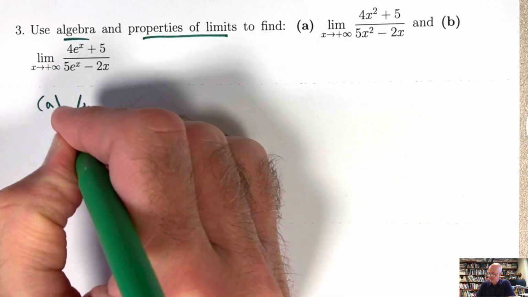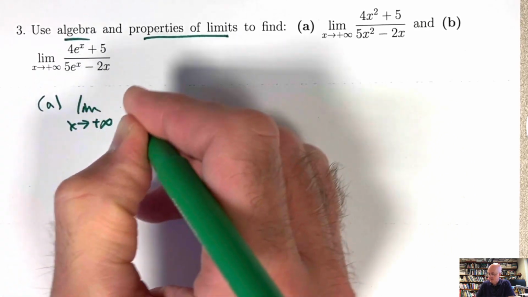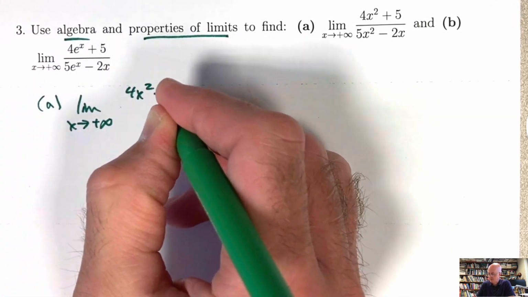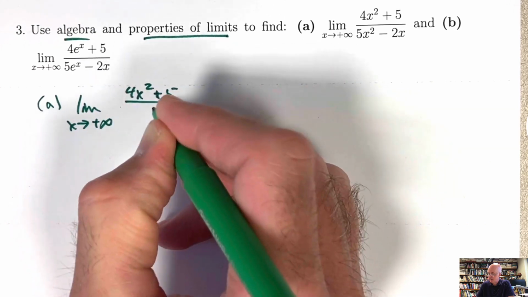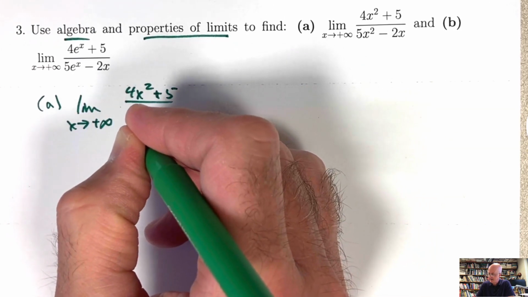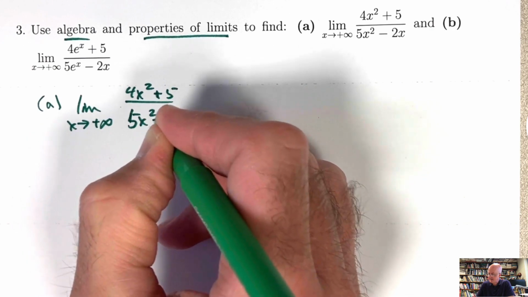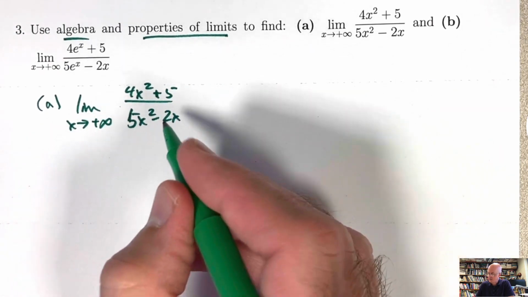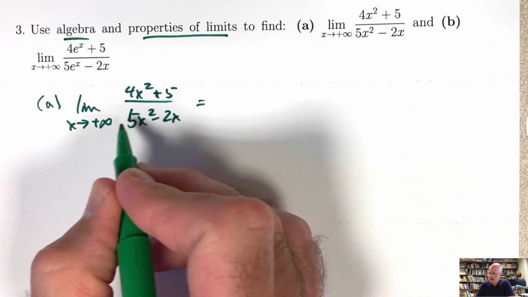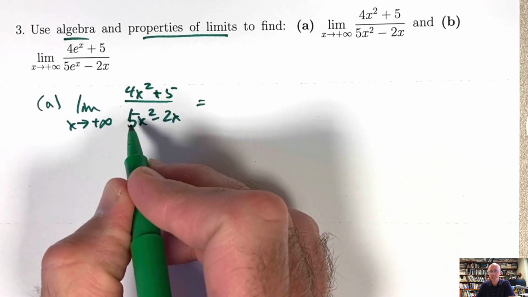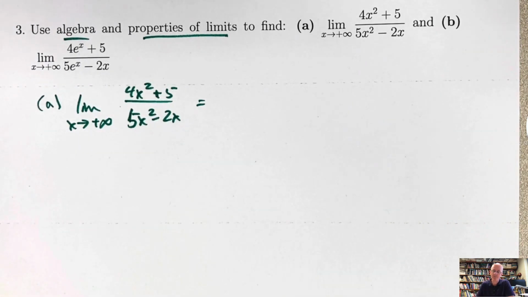In the first case, and in fact in both cases, the first property you might be tempted to use is the fact that the limit of a quotient is the quotient of the limits. In other words, you might be tempted to bring this limit sign into the top and into the bottom. There is a problem there, though.